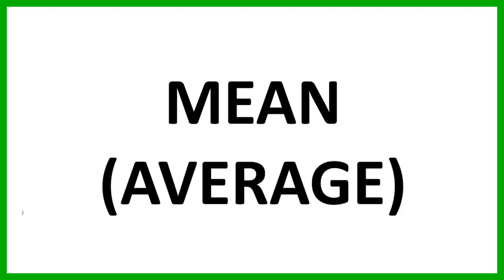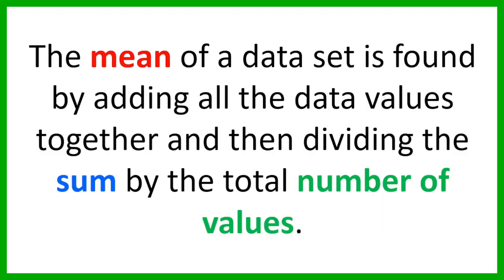Okay? To work out the mean or the average of a data set, we take all the values in that data set and we add them together. And that will give us the sum of the values in the data set. And then we take that sum and we divide it by the total number of values in the set. Okay, so let's have a look at an example.